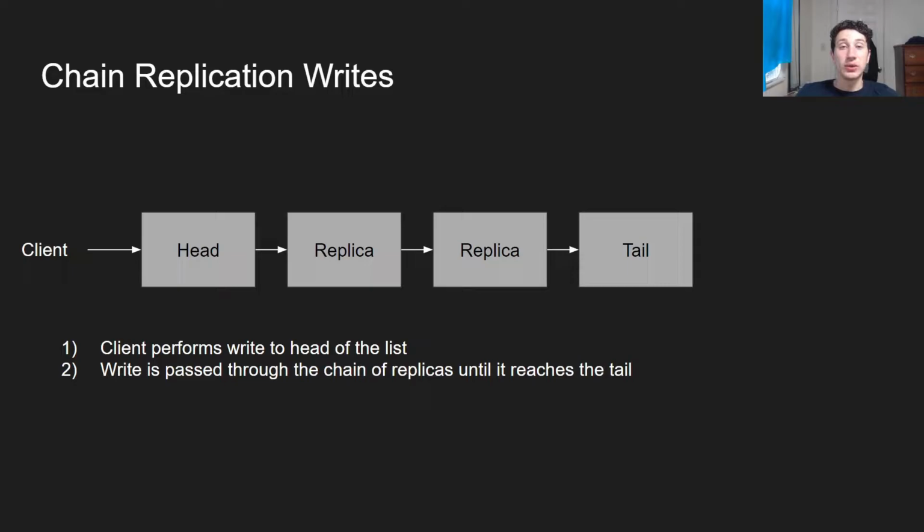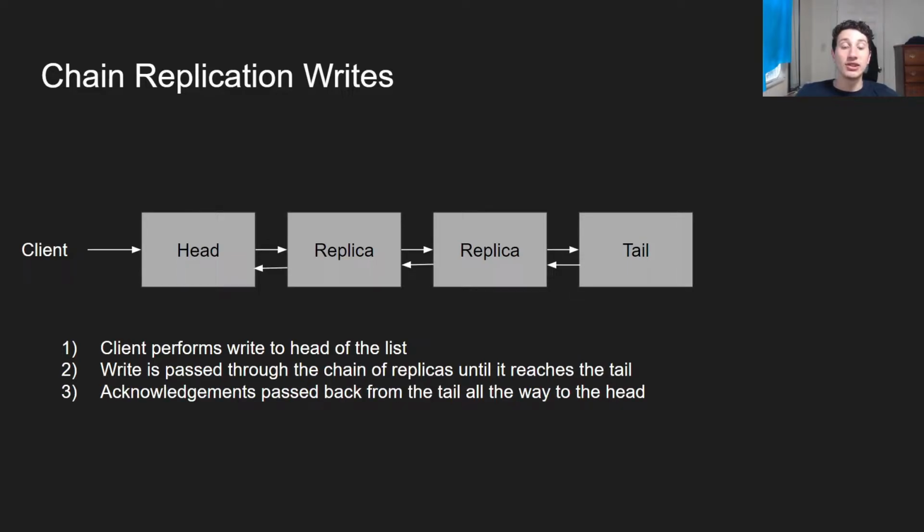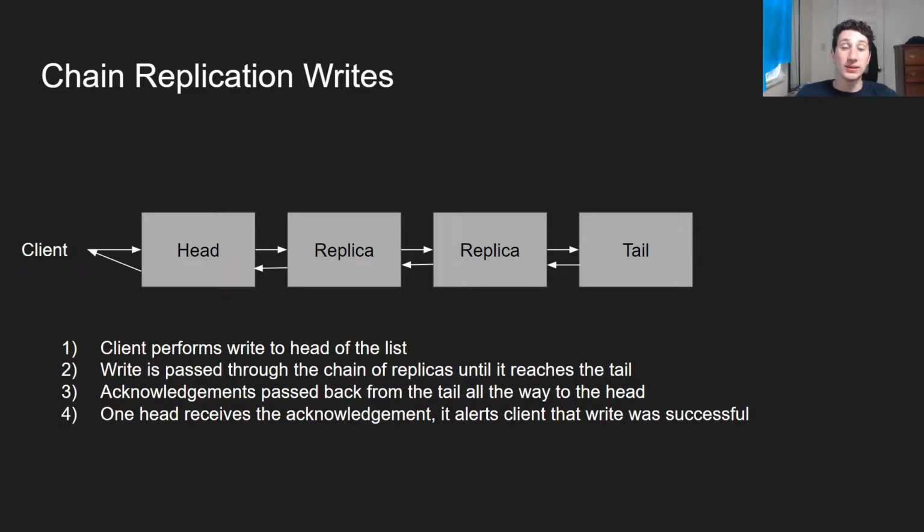Once the tail receives the write, it's going to go ahead and acknowledge that message and pass it back through the chain. So as you can see, now we have a chain of acknowledgements going back through those replicas. Once the head receives the acknowledgement for that write, it's going to go back to the client and say, good job, the write was successful. It's propagated through the chain.